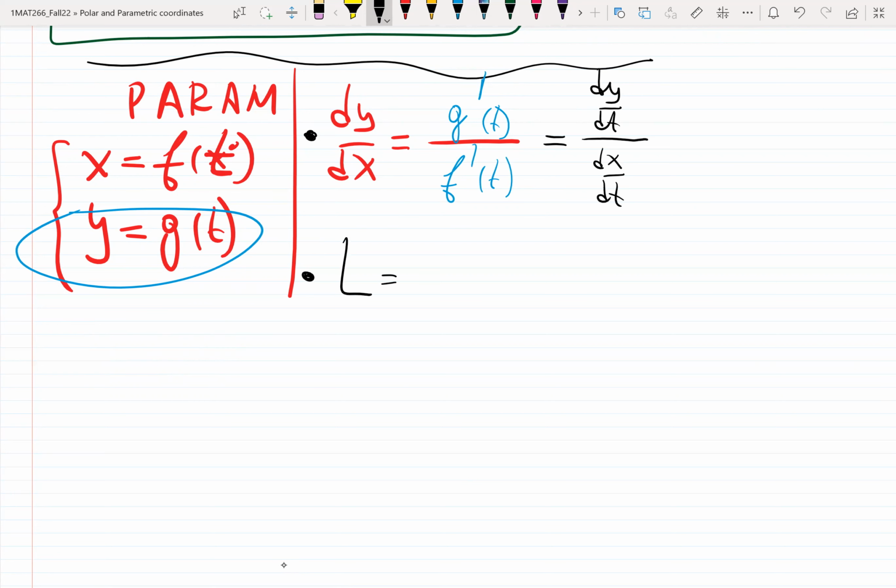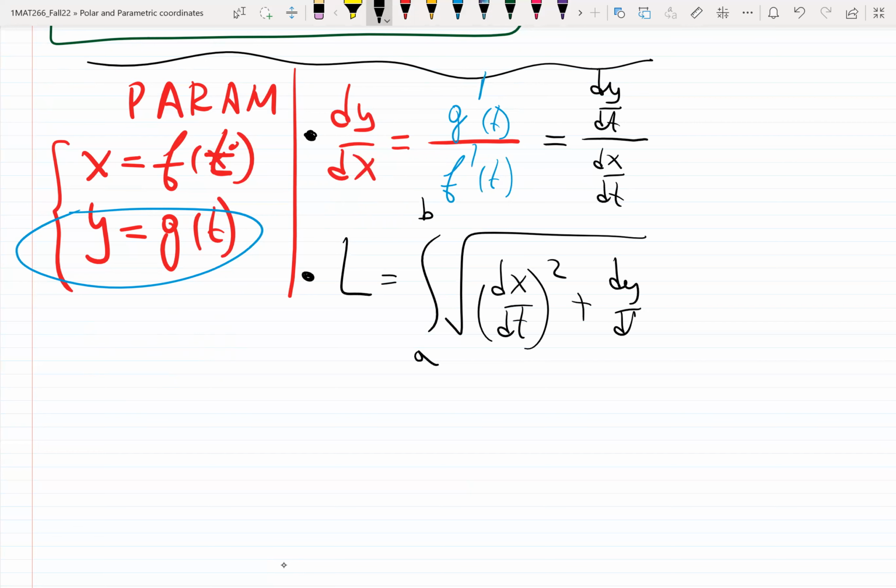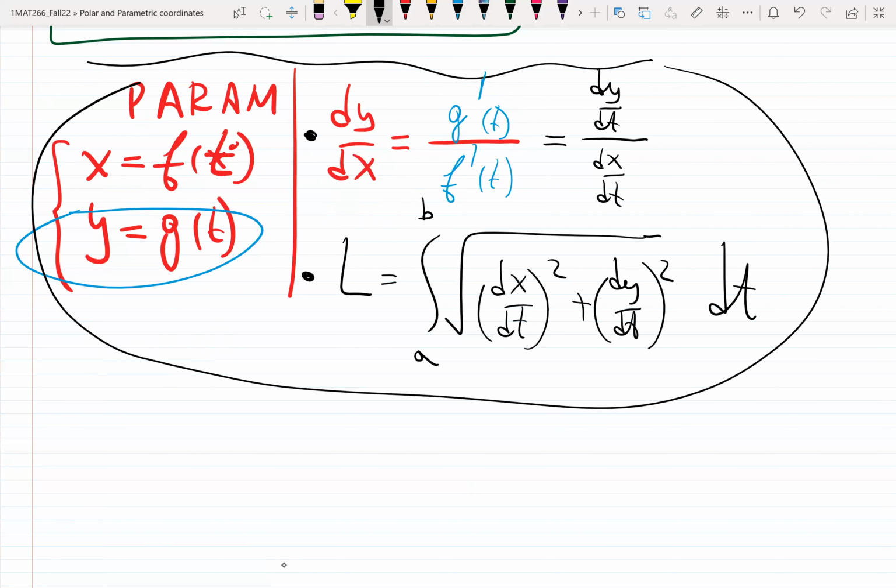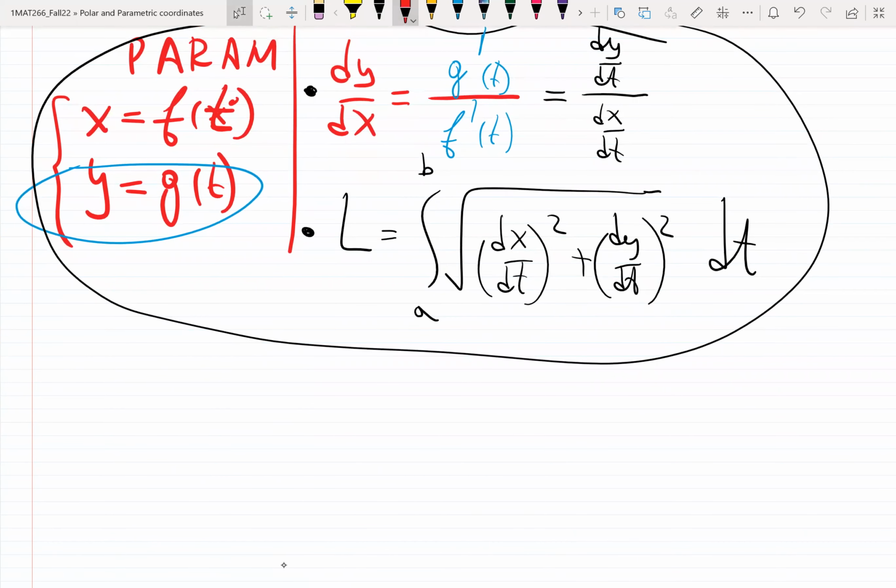Then the arc length was different. It was integral from a to b of square root, but not 1 plus derivative squared. Now we have 2 functions. So you have derivative squared plus derivative squared. Dx over dt squared plus dy over dt squared. And order doesn't matter here with respect to t. Did we do area? I don't think so. Oh yeah, we did not do area. So there are only 2 formulas then. That's it. That's what you need to know. And you need to know how to get rid of that and stuff like that. So let me go to polar and then check examples.